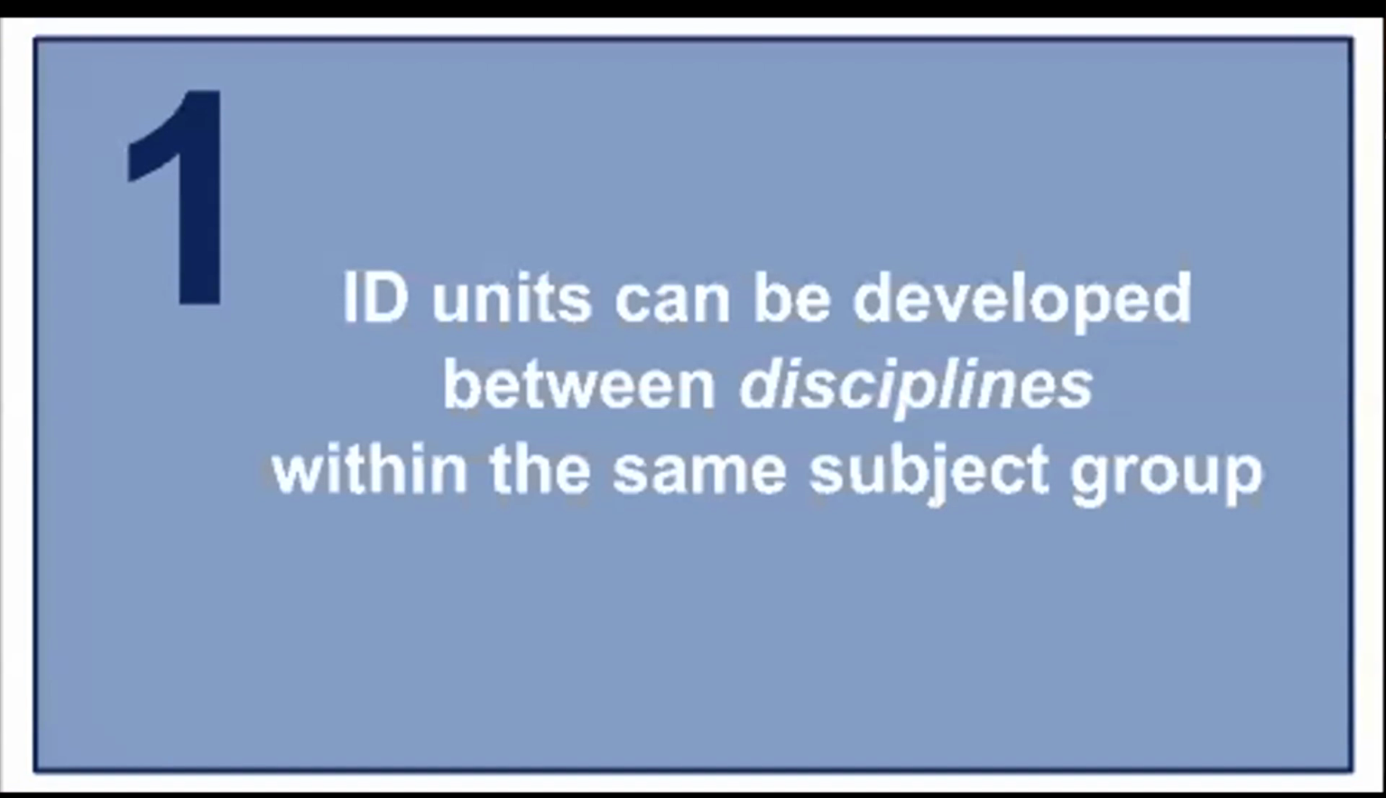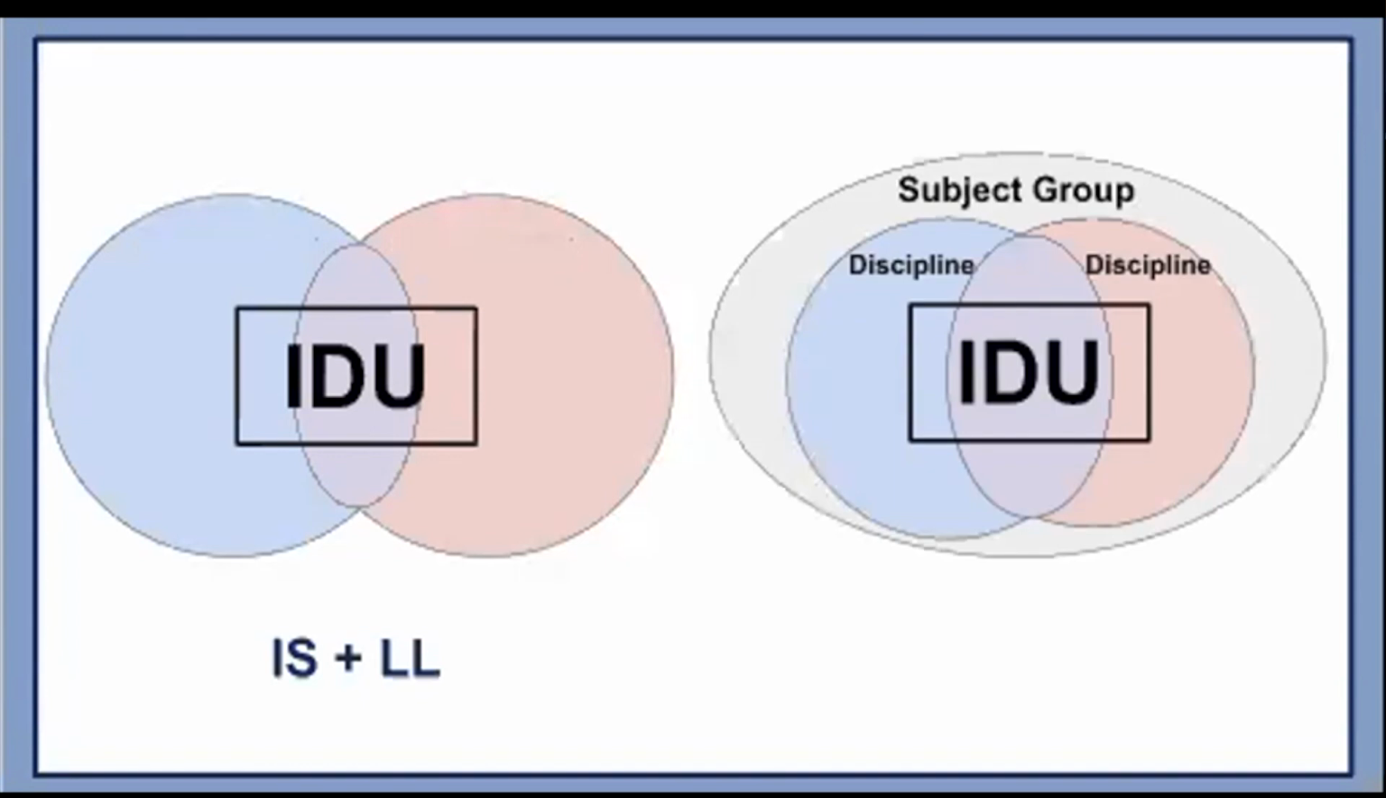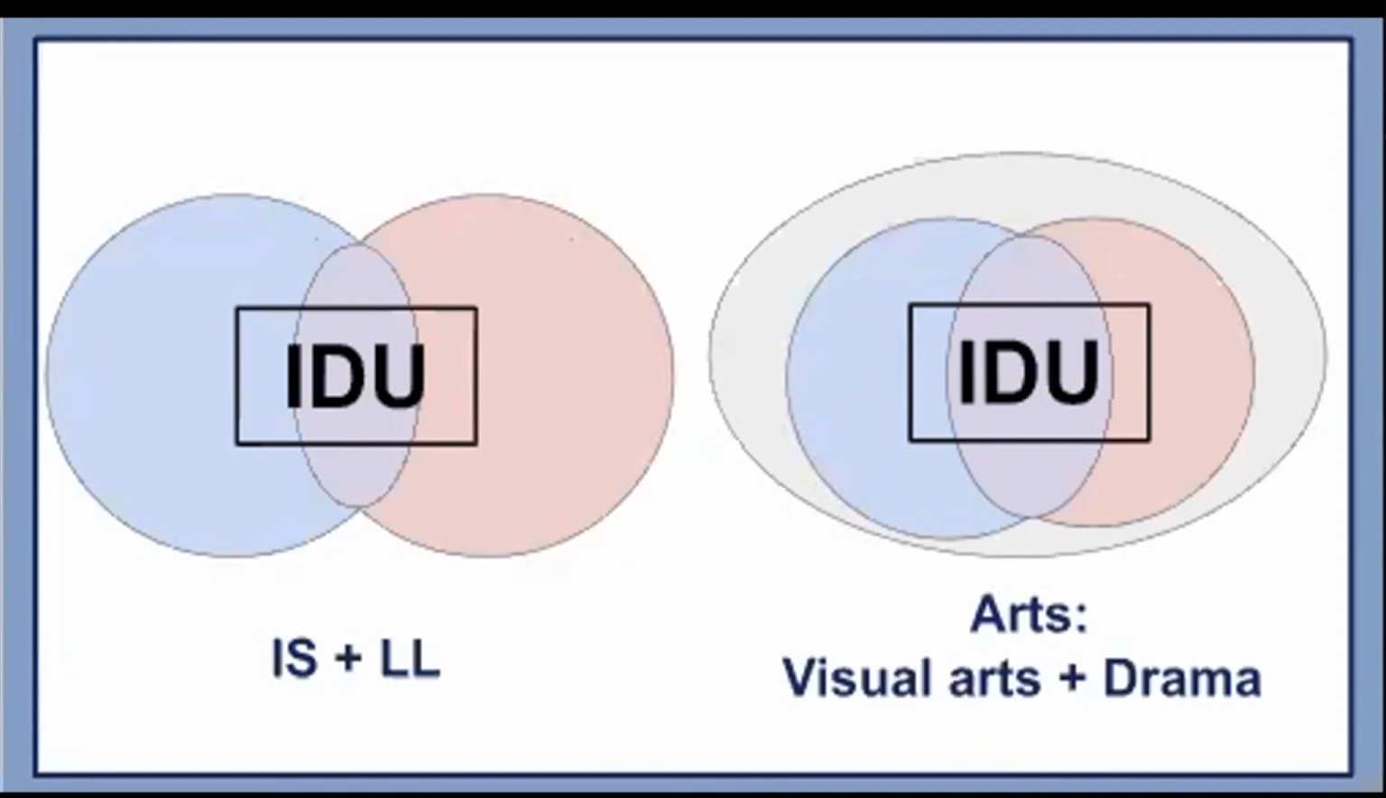So the first one, interdisciplinary units can now be developed between disciplines within the same subject group. Whereas currently, the requirement is that formal IDUs need to involve 2 or more subject groups. For instance, individuals and societies and language and literature. But next year, formal IDUs can also be developed that involve 2 or more disciplines within the same subject group. For instance, in the arts, an IDU can involve visual arts and drama.